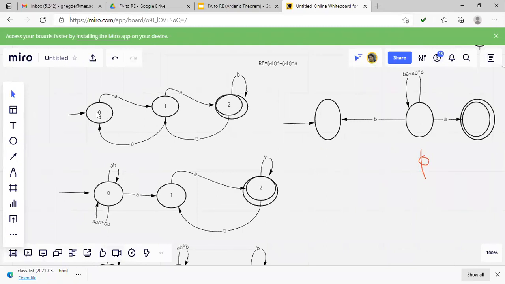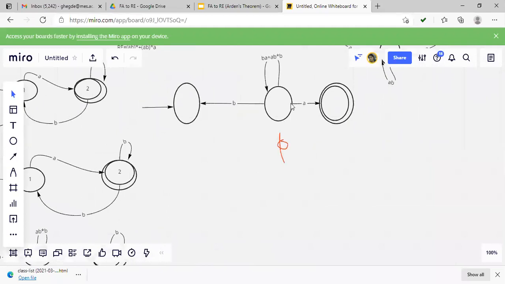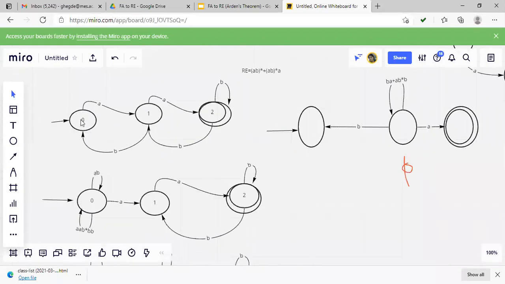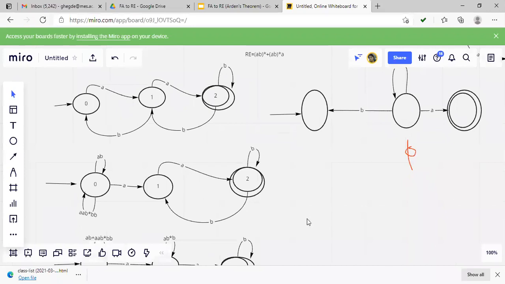Whenever we have a loop at the start state, we remove it only at the start state. We don't go for other states to remove. Is this clear? I hope it is clear why we haven't removed the loop at 1. We removed the loop at 0. Is this loop elimination clear?